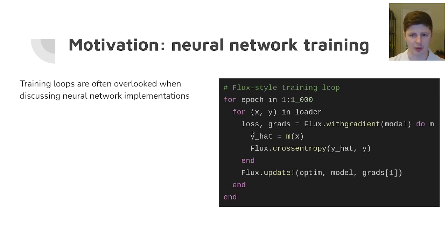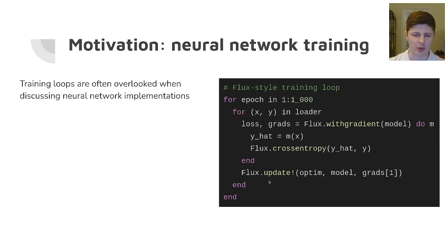So this is pretty much straight from the Flux documentation. It's a loop over a certain number of epochs. You have some data loader that you load some data XY from. There's a quick training step, so you take the loss, get the gradients, and then finally update your model.